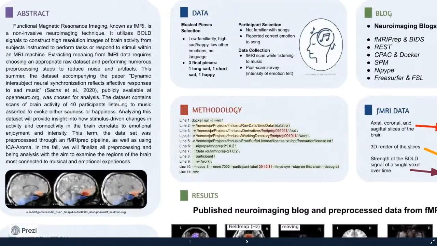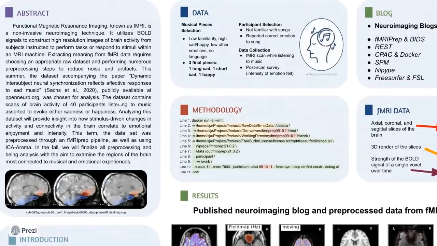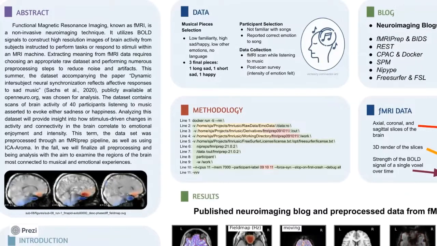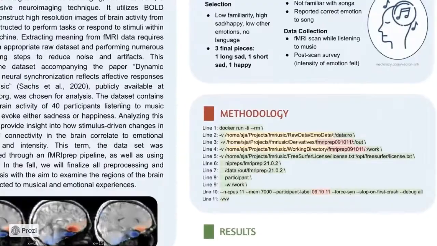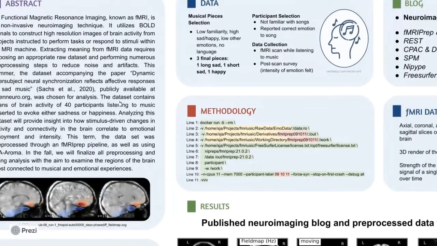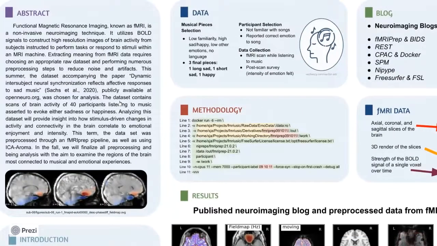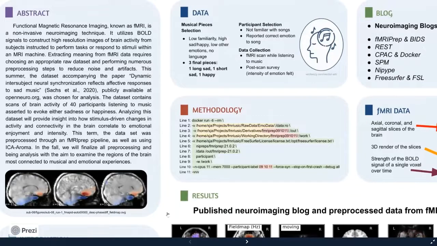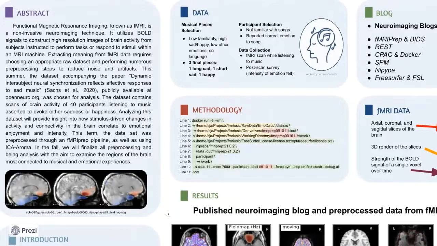Functional magnetic resonance imaging, known as fMRI, is a non-invasive neuroimaging technique. It utilizes both signals to construct high-resolution images of brain activity from subjects instructed to perform tasks or respond to stimuli within an MRI machine. Extracting meaning from fMRI data requires choosing an appropriate raw dataset and performing numerous preprocessing steps to reduce noise and artifacts. This summer, the dataset accompanying the paper, Dynamic Intersubject Neurosynchronization Reflects Affective Responses to Sad Music, publicly available at openneuro.org, was chosen for analysis.